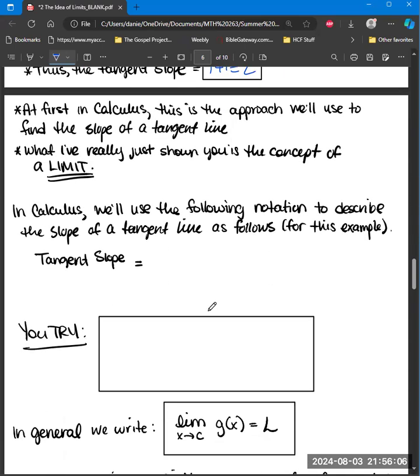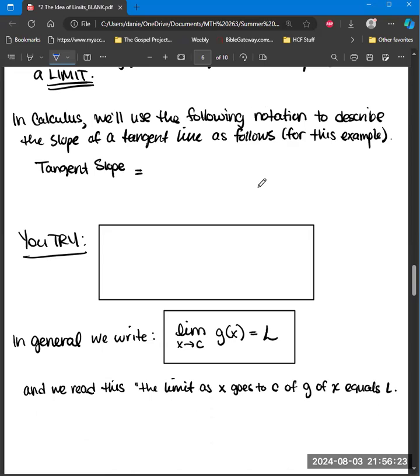At first in calculus, this is the approach that we'll use to find the slope of a tangent line. But what we've really just shown you is the concept of a limit, because we had a number that we weren't allowed to have, but we got really close to it. We needed 2 points to have a secant line, but we got the 2 points so close together that they essentially became 1 point, and we figured out what was happening at the curve and the tangent line at that 1 point. So in calculus, we use the following notation to describe the slope of the tangent line as follows.